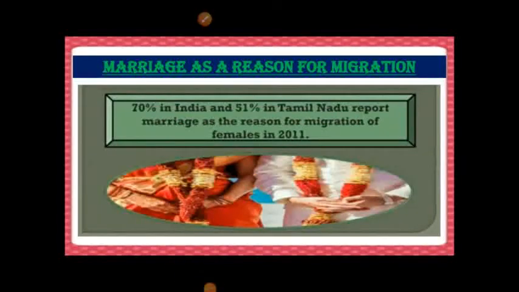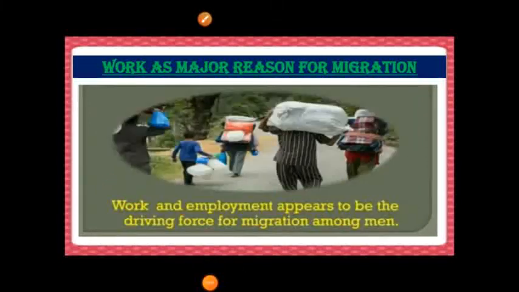70% in India and 51% in Tamil Nadu report marriage as a reason for migration of females in 2011. That is, marriage and the movement associated with marriage appear to be a major factor responsible for women's mobility in India and Tamil Nadu. Movement related to work and employment appears to be the driving force for migration among men. Of all the male migrants in India, 28% report work as a major reason for their migration in 2011. The corresponding percentage in Tamil Nadu is 26%.